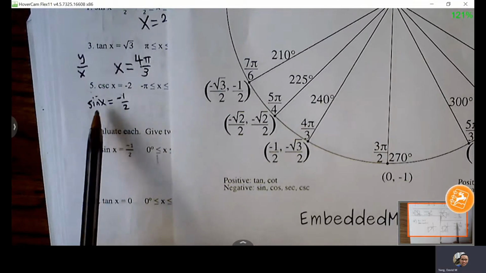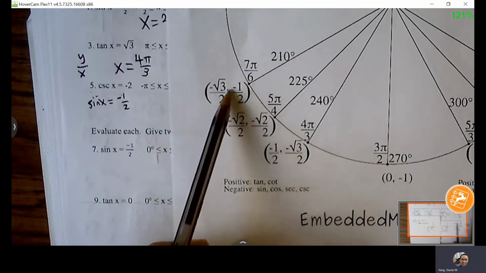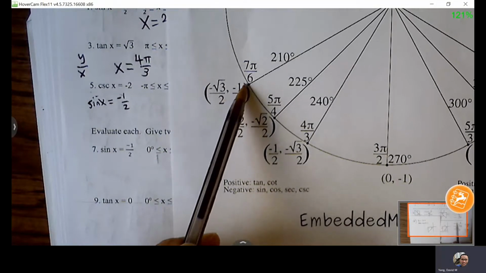Sine. Yeah, sine is the y value, right? So we've got to look here. So it's negative 1/2. So sorry, 7 pi over 6.